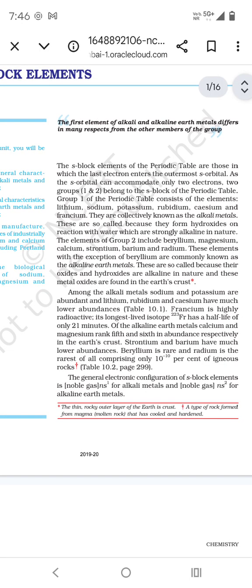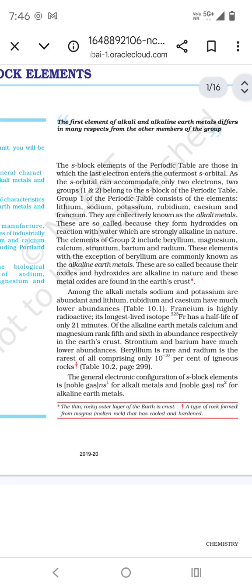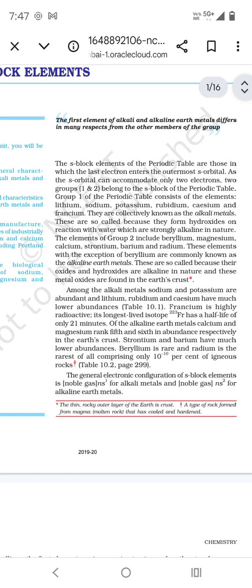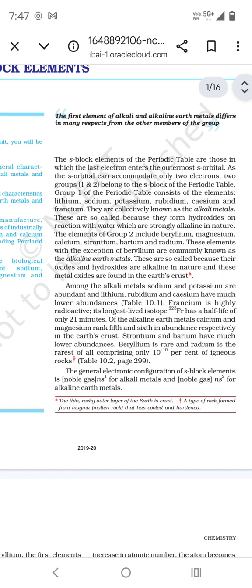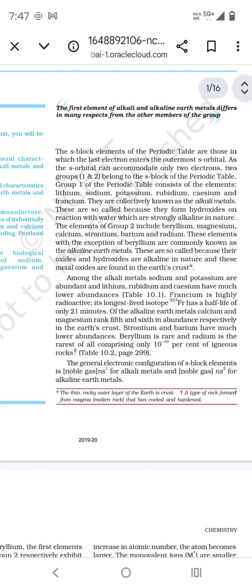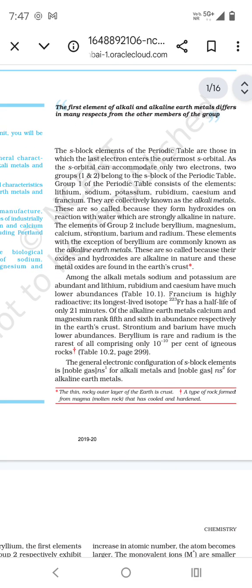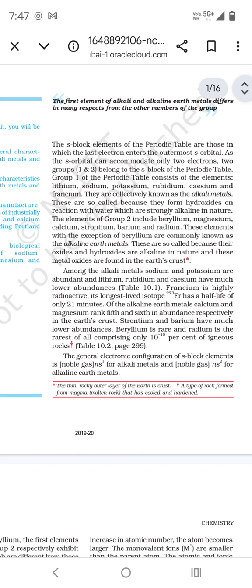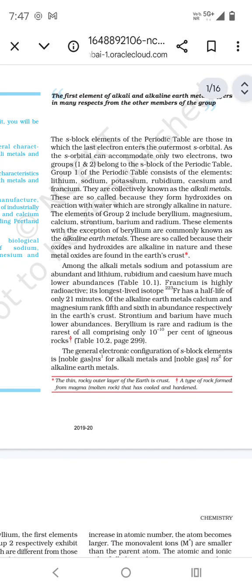Group 1 of the periodic table consists of the elements lithium, sodium, potassium, rubidium, cesium, and francium. They are collectively known as the alkali metals. These are so called because they form hydroxides on reaction with water, which are strongly alkaline in nature.